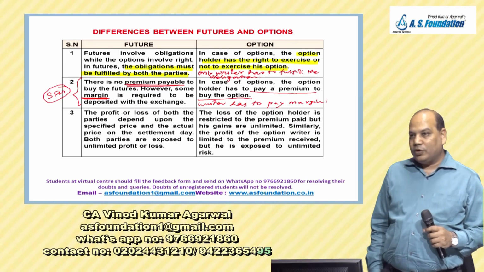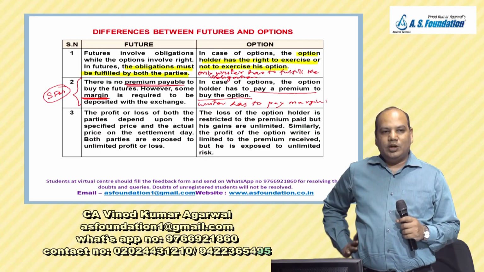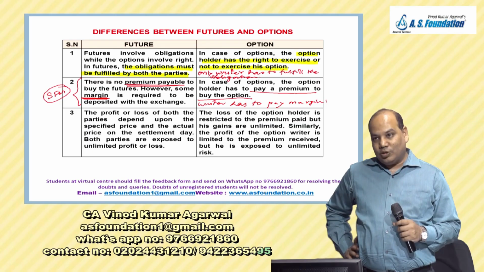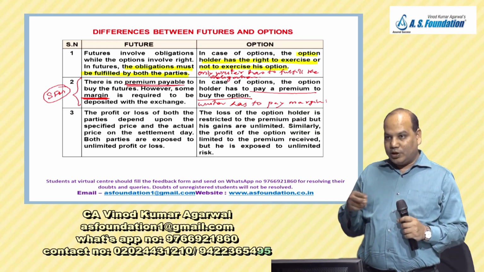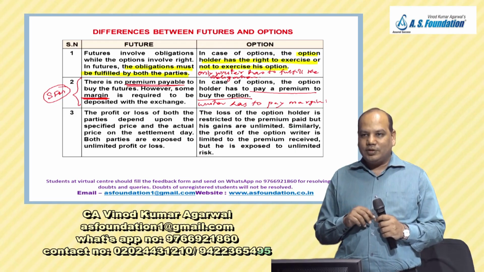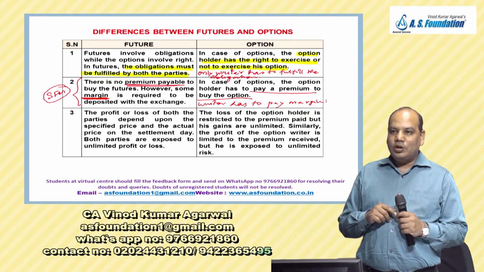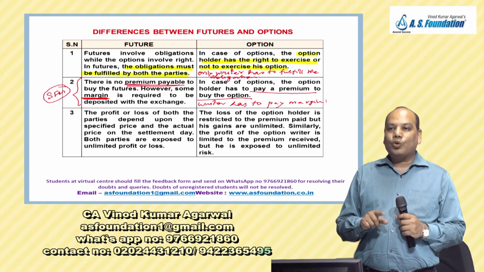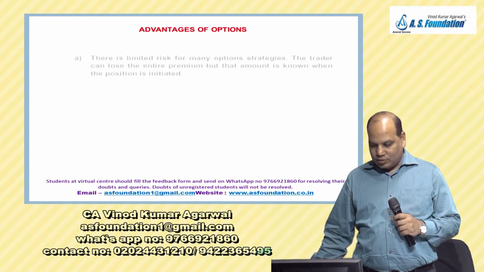Point number 3, profit or loss potential. In future, both parties are exposed to unlimited profit or loss potential. Both parties can earn any amount of profit, they can have any amount of loss. In option, as we discussed, the holder has unlimited profit potential. The writer has unlimited loss potential. The holder has limited loss potential. The writer has limited profit potential. So these are the differences between future and options.